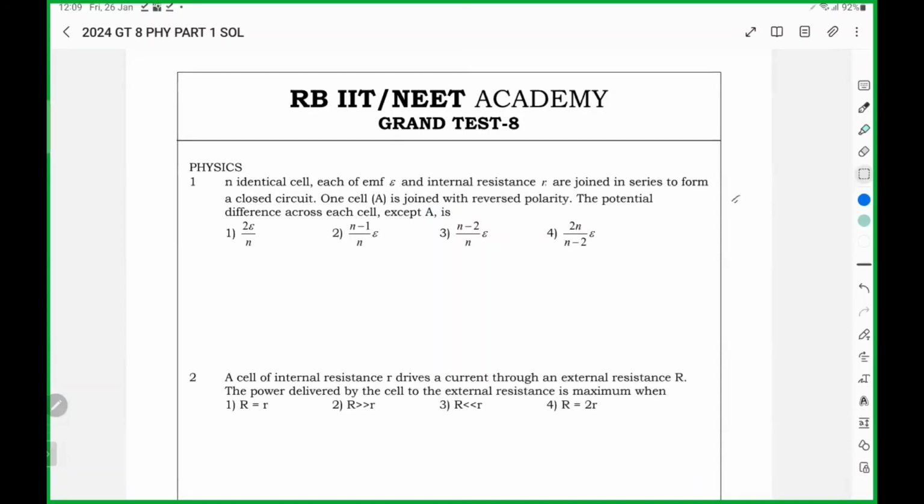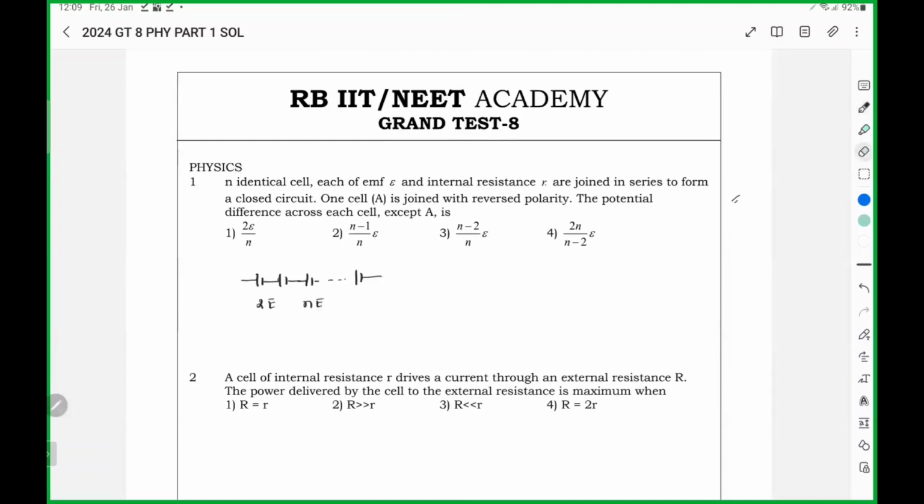In this video, I'm discussing the first 15 questions of Grand Test 8 related to physics. Here, n identical cells, each of EMF E. If two cells are connected in series, net EMF is 2E. If three are connected, 3E. Like this, if n cells are connected, then effective EMF will be nE.